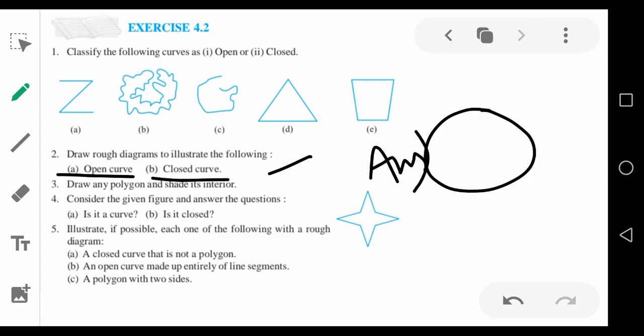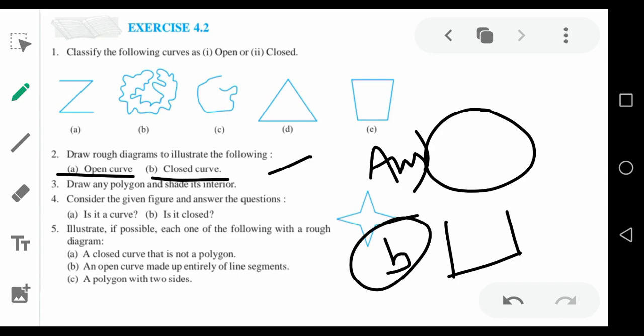A. An open curve made up entirely of line segments. Open curve, it should be made up of lines. See, I have drawn only 3 line segments. This is open only. This is not closed. So that is the second, B. The answer. A polygon with 2 sides. Is it possible to have a polygon with 2 sides? Polygon means it should be a simple closed curve. 2 sides means we cannot close it. So such a polygon is not possible. So for C you will write not possible. So exercise 4.2 over. Thank you.